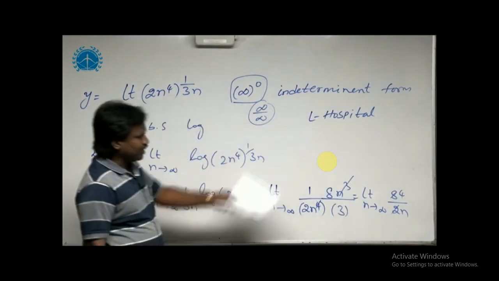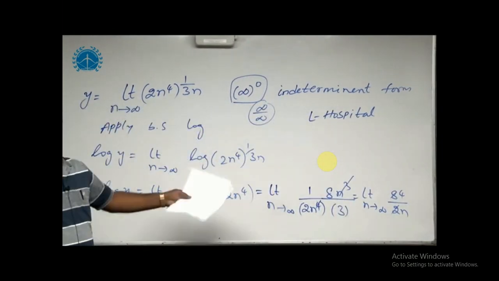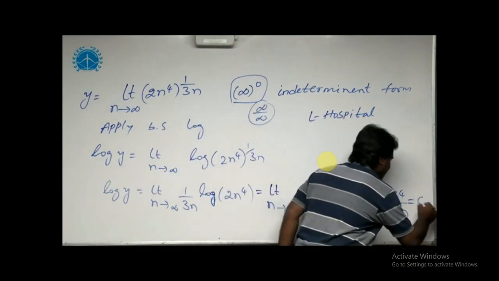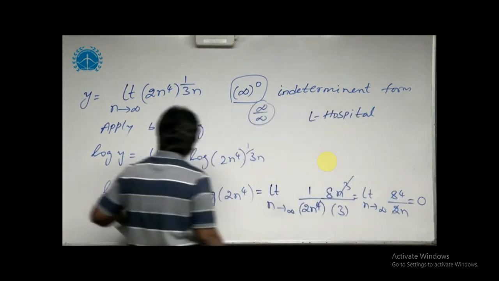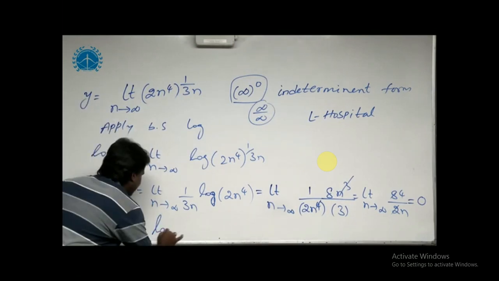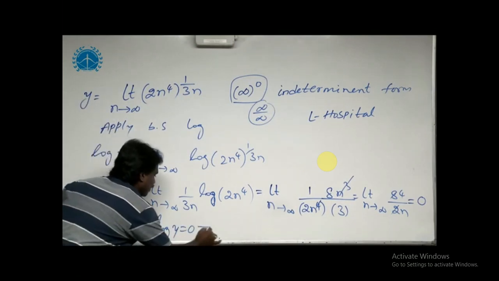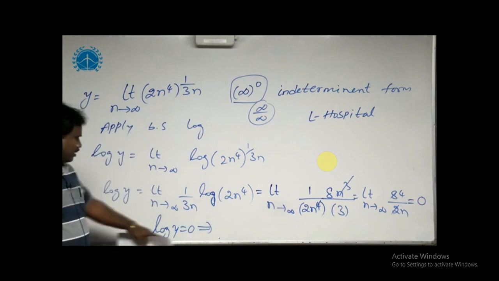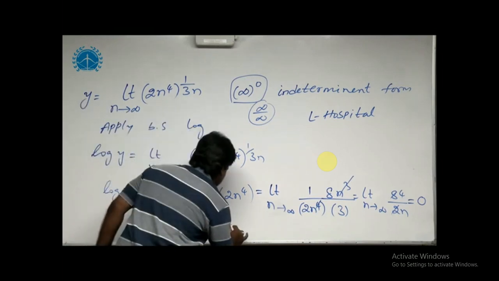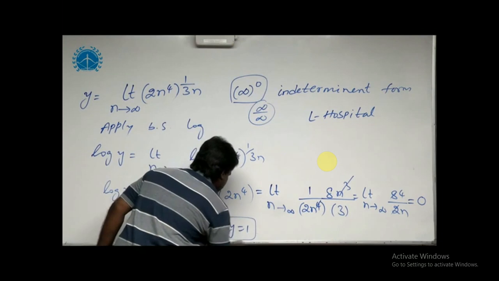Now if you apply n tends to infinity, we are directly getting a determinate form, that is 4 by infinity, which becomes 0. But the left side is not y, our requirement is y. So therefore log y is equal to 0, but for what value of y do we get 0? Only for 1, as per the log condition. So y is equal to 1, that is our answer.